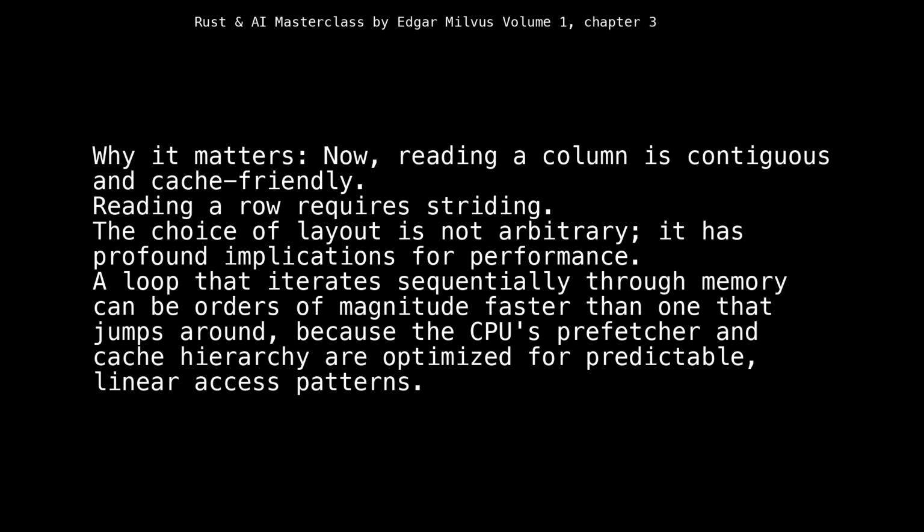Why it matters: now, reading a column is contiguous and cache-friendly. Reading a row requires striding. The choice of layout is not arbitrary, it has profound implications for performance. A loop that iterates sequentially through memory can be orders of magnitude faster than one that jumps around, because the CPU's prefetcher and cache hierarchy are optimized for predictable, linear access patterns.